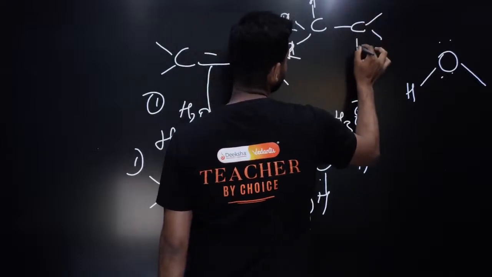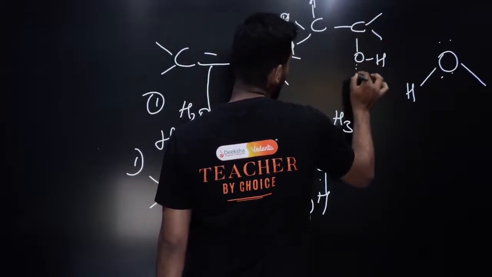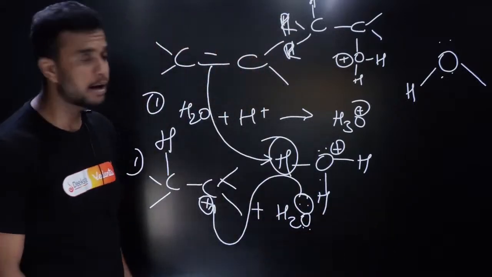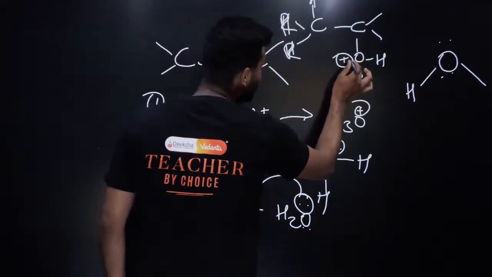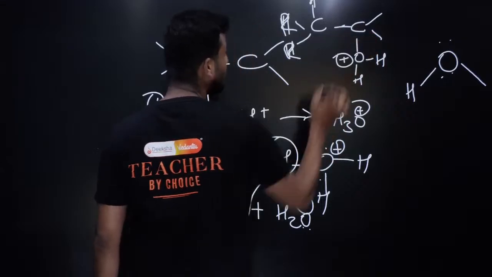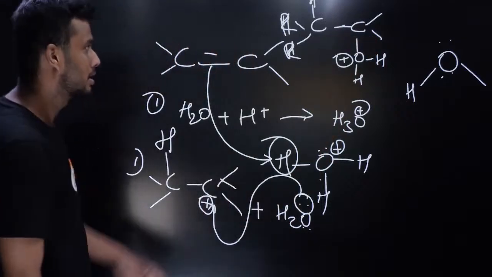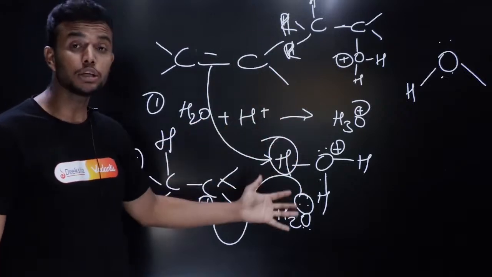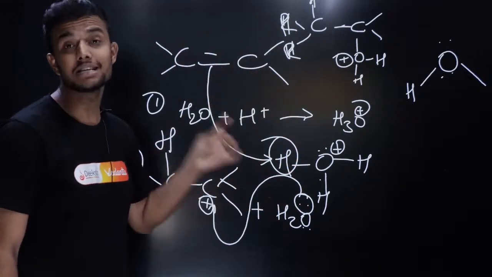Then after that, the O-H bond is formed. But oxygen carries a positive charge. Why is that? Because one lone pair is participating in bonding. That's why there is no stability here. We want a stable compound. Whenever a compound is forming, that compound must be stable.